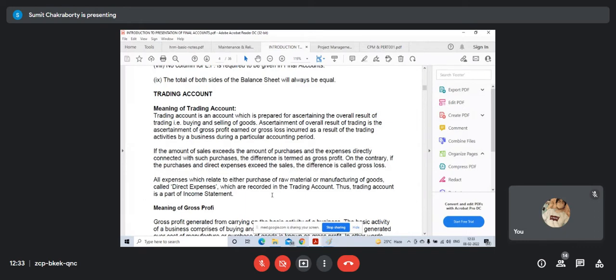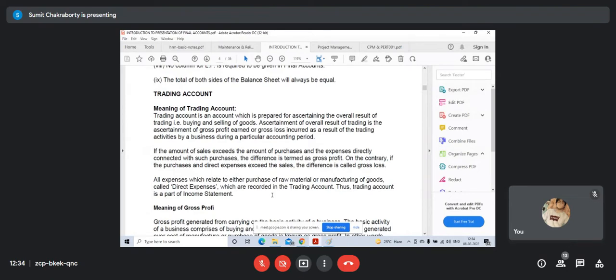The trading account is an account which is prepared for the overall result of the trading, that is, buying and selling of goods. That was initially, right? Ascertainment of overall result of trading is the ascertainment of gross profit earned or gross loss incurred as a result of trading activities by a business during a particular accounting period. If the amount of sales exceeds the amount of purchase and expenses directly connected with such purchases, the difference is termed as gross profit.